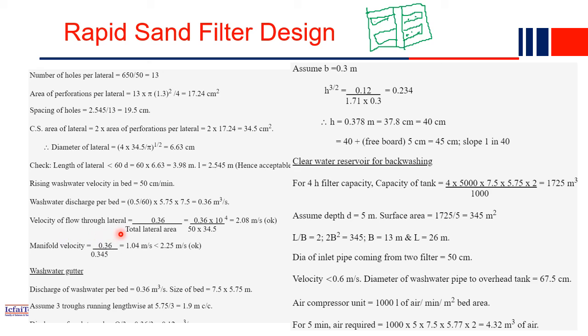So velocity through the lateral. What is the velocity in the lateral? That will be the total water deposited per second divided by the total cross sectional area. The cross sectional area we already know, so from there you can find the velocity. Similarly, velocity in the manifold you can easily compute: that much total divided by the cross sectional area of this manifold, and you will get the velocity there.